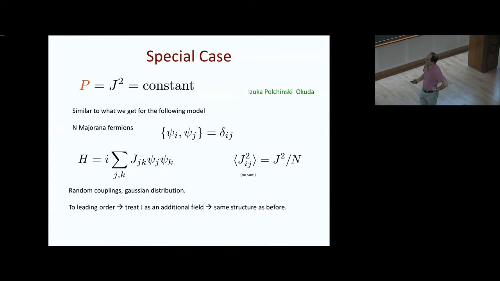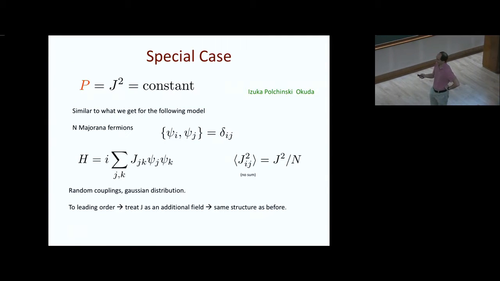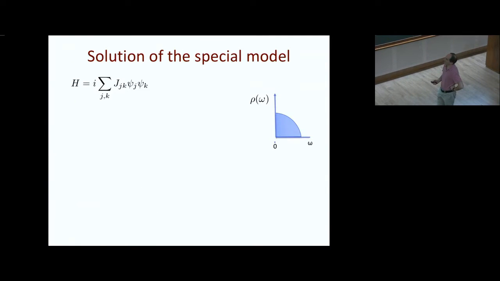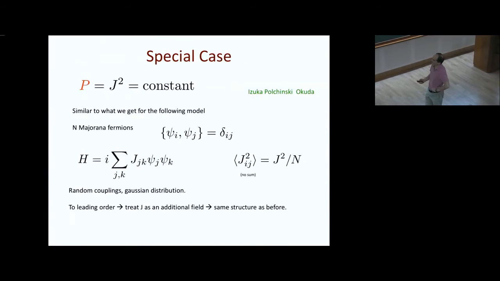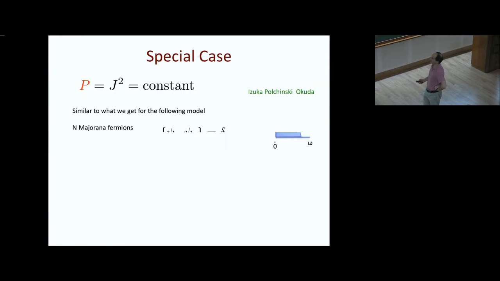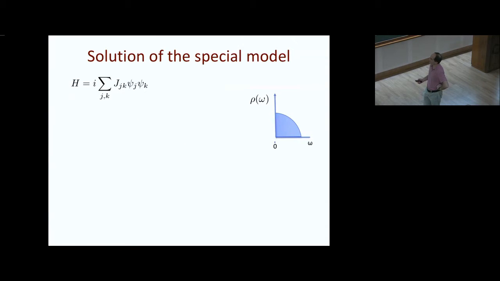So if you think about it that way, treating the random couplings as an extra field, this is not exactly the correct way to treat the random couplings, but for the approximation, it will be correct. And then you get the solvable model with the structure of Feynman diagrams that we had before. Let me say a few more words about this special solvable model.